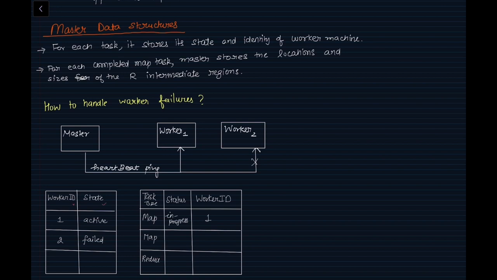Master is also responsible for keeping track of all the tasks and the status of these tasks, and the worker ID if the tasks are in progress. So for each task, it stores the state and identity of the worker machine. Now, for each completed map task, the master stores the location and size of the R intermediate regions.